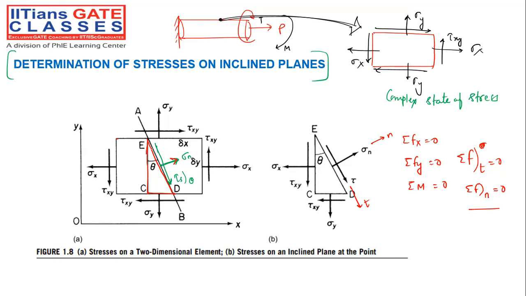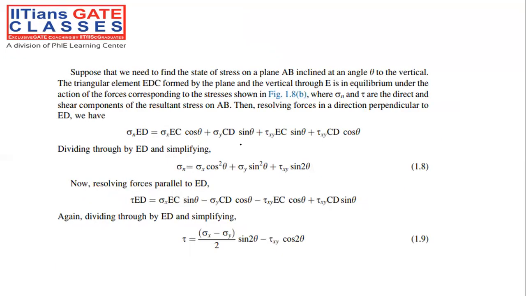Now, we are taking this particular element. When we are taking this particular element, that means we are considering that this part of the element is under static equilibrium. If this is under static equilibrium, the whole body will be under static equilibrium. That is a very fundamental concept of engineering mechanics, right? So by doing so, you can develop some relations.